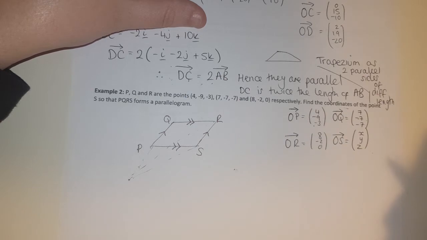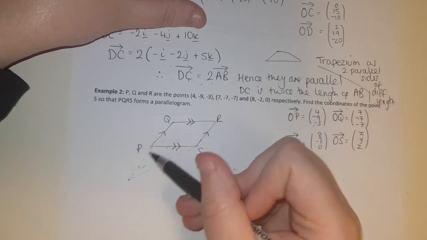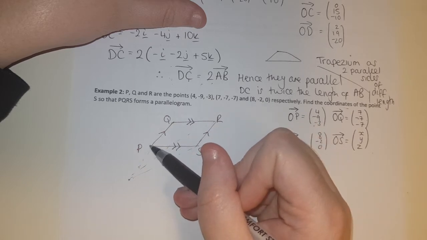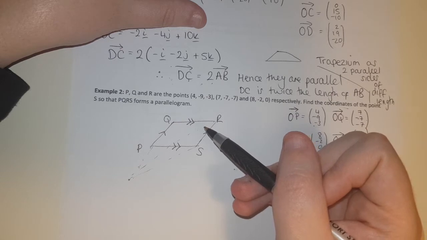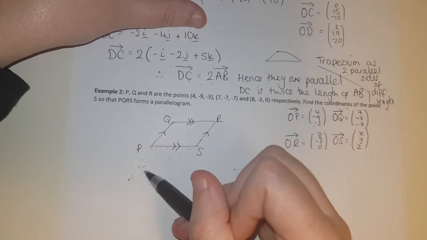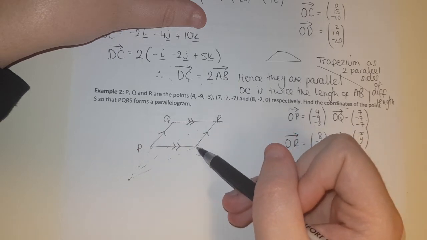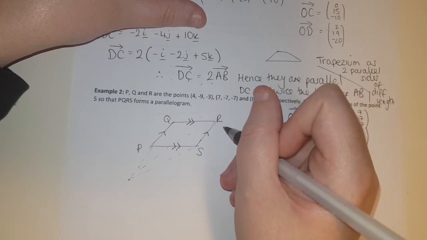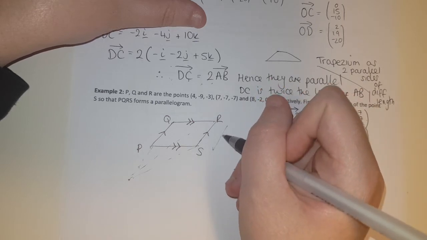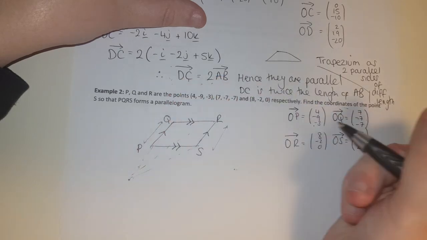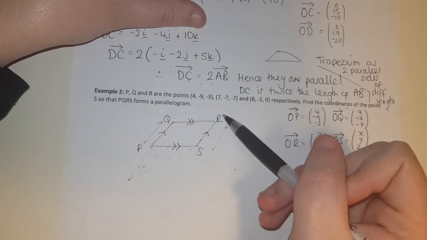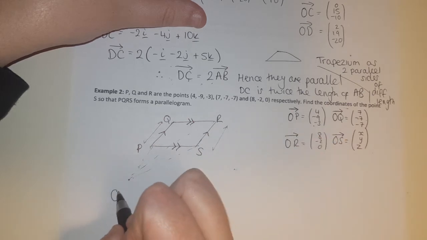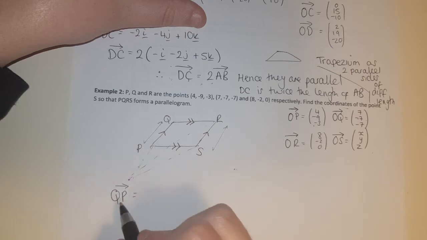So we're basically saying if I go from O to Q and then Q to P, that would be the same as O to R and R to S. This distance here is obviously the same as this distance here. So if I can work out Q to P, I can then just go O to R and R to S. So Q to P is obviously P minus Q.